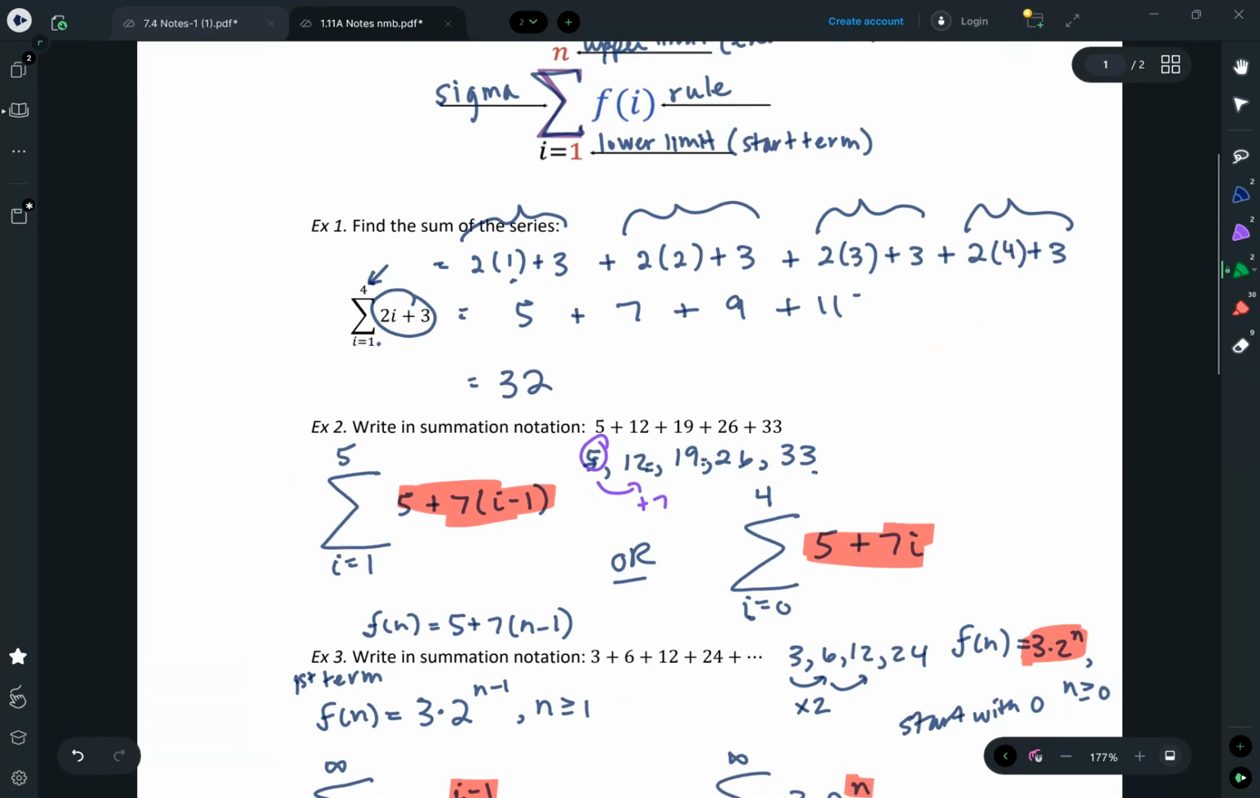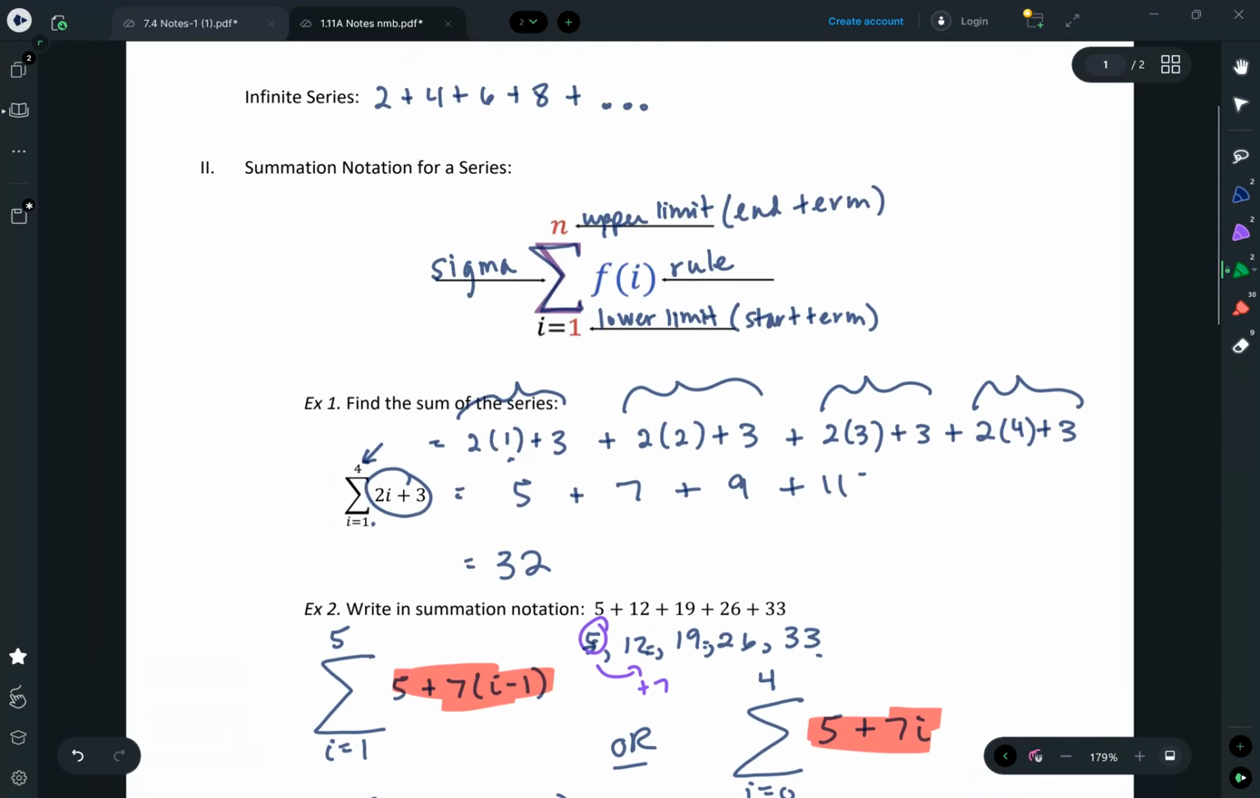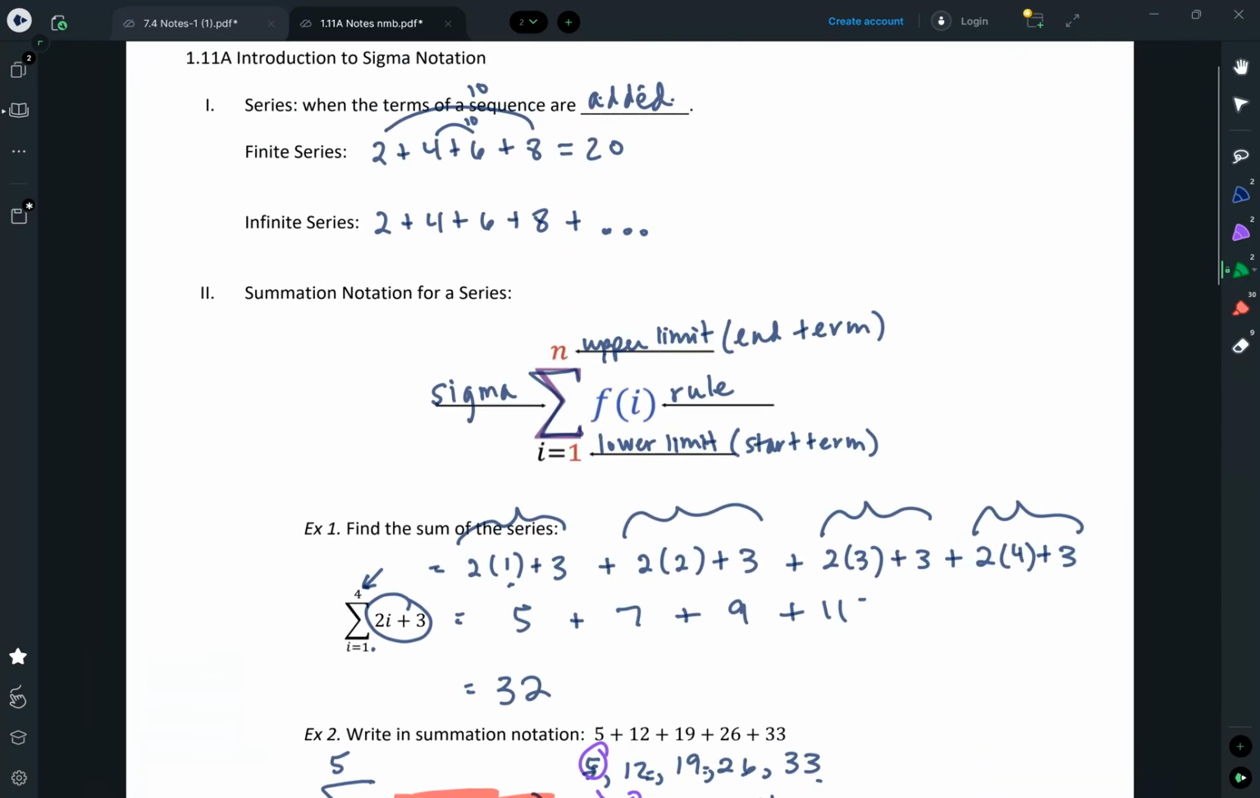It ends up being a really useful way to shorthand stuff. All right, as always, if you need help, please make sure you ask.